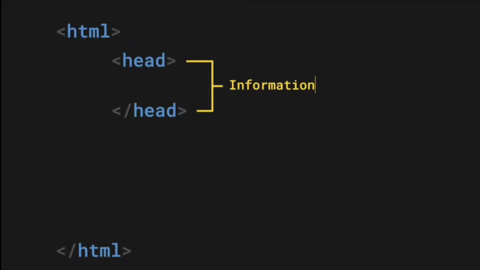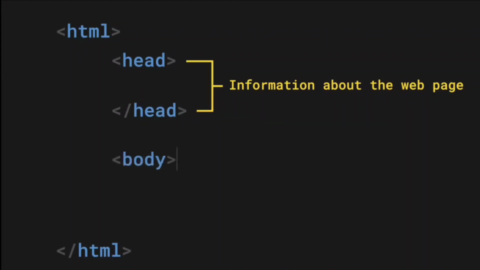Every HTML file starts with an HTML tag, as you can see here, and inside the HTML tag, we have two other tags. The first one is the head tag, inside which we put the information about the web page, like the title of the web page, the icon of the web page, the other files that are connected to this file, keywords, description, and much more. All the information about the web page goes here.